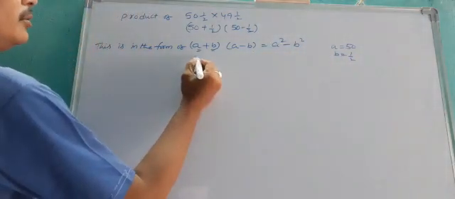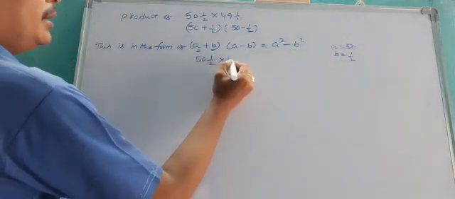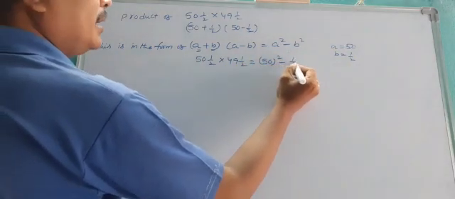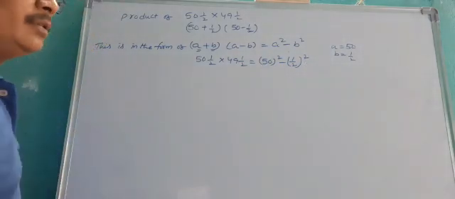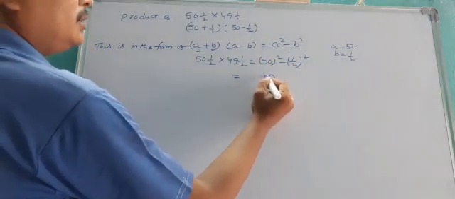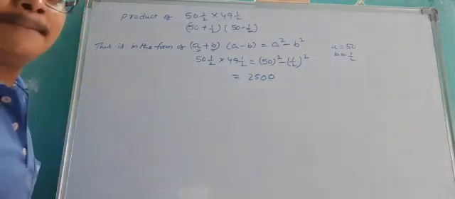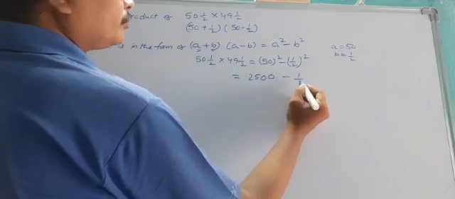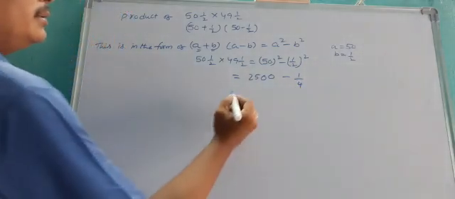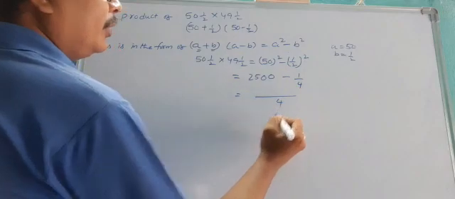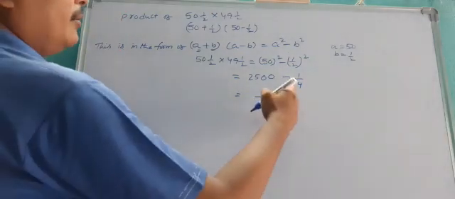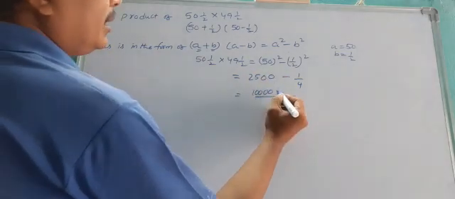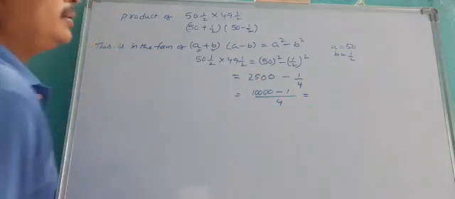Substitute it. So 50 and 1 by 2 into 49 and 1 by 2 equals a square, 50 square minus 1 by 2 whole square. So 50 square can be expressed as, you write 2 zeros, 5 square means 25, minus 1 square by 2 square means 1 by 4. So 4 is the LCM. So remaining 4 25s are 100, two zeros are there, minus 1.